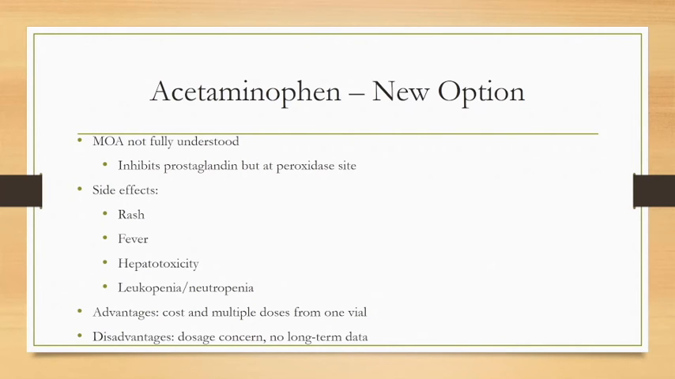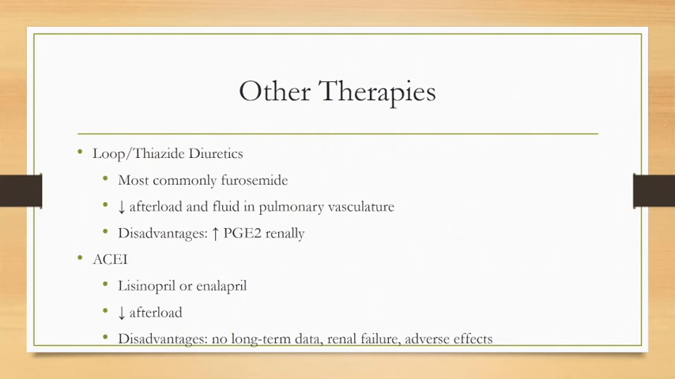And the disadvantage is a dosage concern because the dosage increases up to about 15 milligrams per kilogram per dose, which exceeds the usual analgesic dosage, and this therefore raises concerns about liver safety, and there has also been no long-term data shown for this as well.